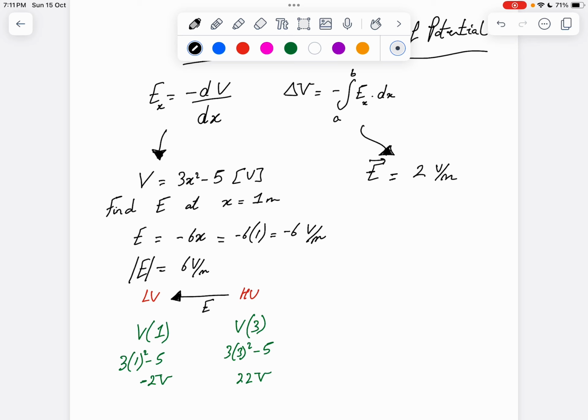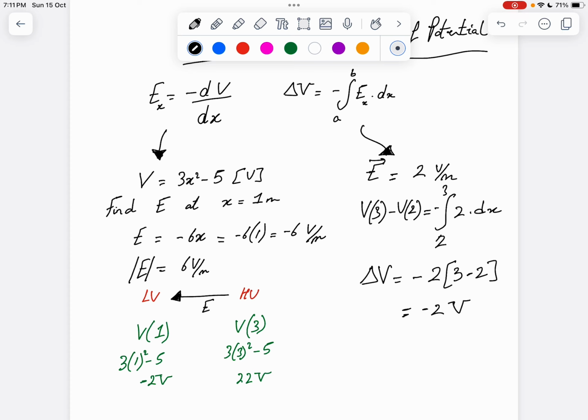This means the change of voltage. Let's say I want to find, for example, V at 3 minus V at 2, at x equal 3 minus V at x equal 2. It's minus the integral from 2 to 3 of E dx. So this delta V is going to be minus 2x, and we substitute for x. First we substitute 3, then we substitute 2. You can do it using the calculator directly. So it's going to be minus 2 volts. So this is delta V.